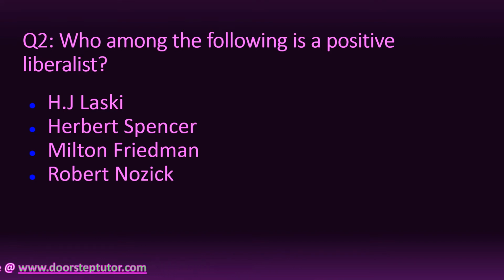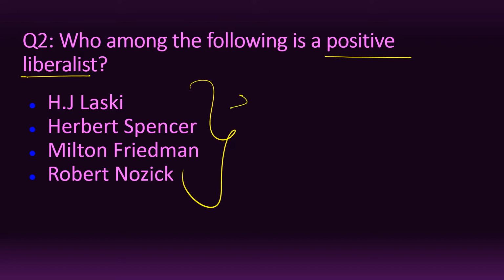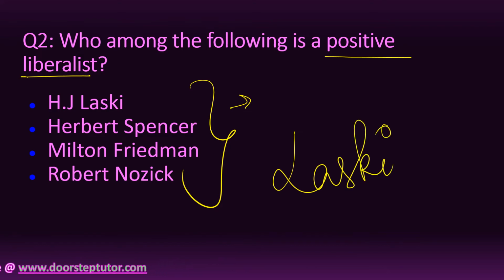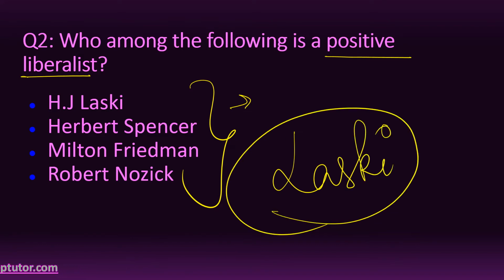Another question asked in the exam, question number 2: who among the following is a positive liberalist? Four options were given: H.J. Laski, Herbert Spencer, Milton Friedman, and Robert Nozick. Out of the four, what is the correct option? The correct response is obviously Laski, with his positive liberalist approach. So the correct response is option number A.